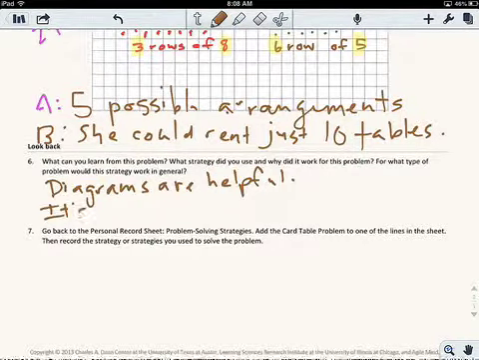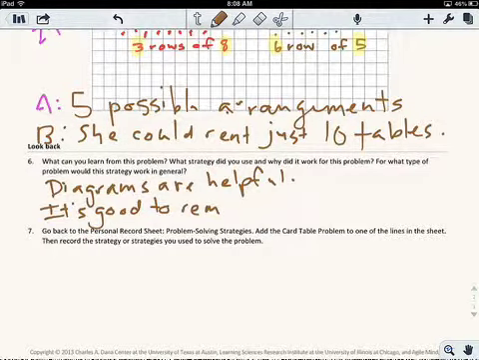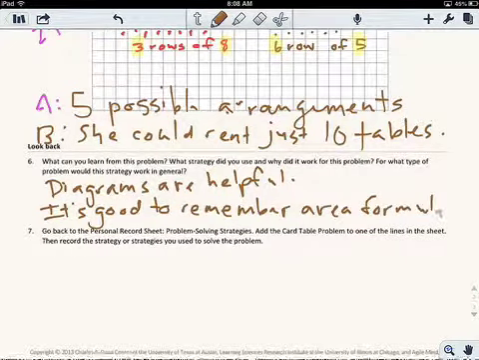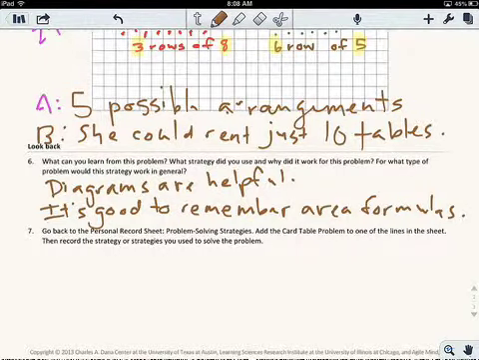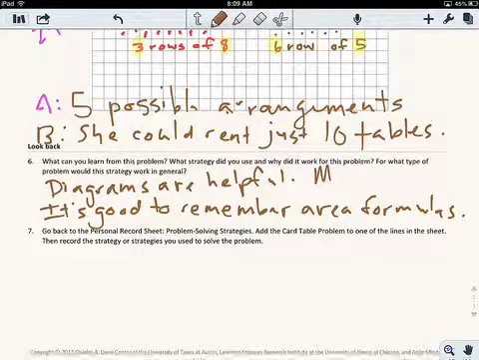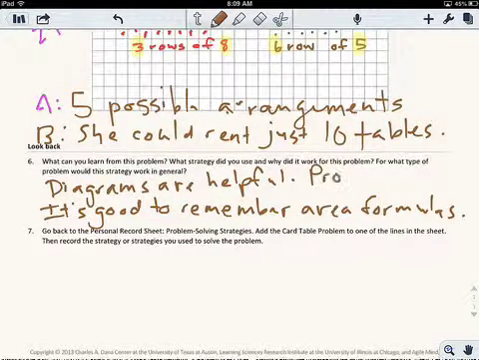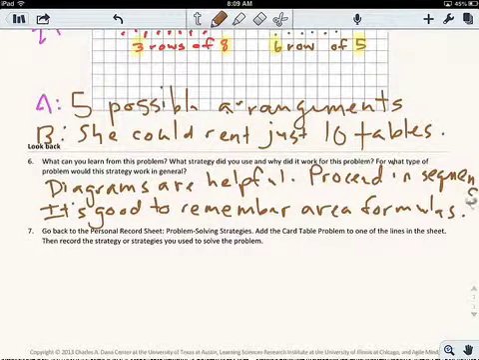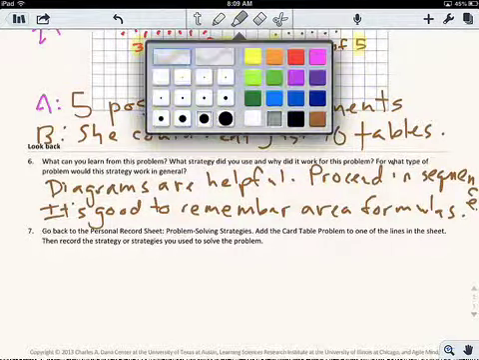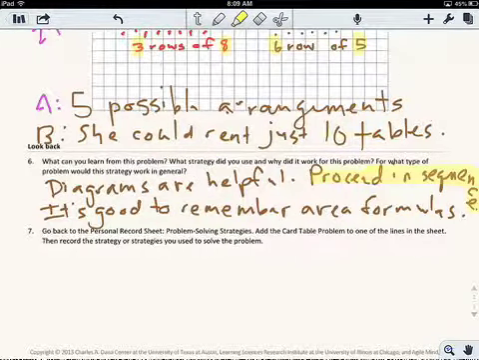It's good to remember area formulas. Those were helpful. And I'm going to write also proceed in sequence. That was really helpful to us. And I think of the things that will work generally, the one that will work most generally is this proceed in sequence thing. And diagrams will be helpful in the future too, but organizing our work is really helpful.